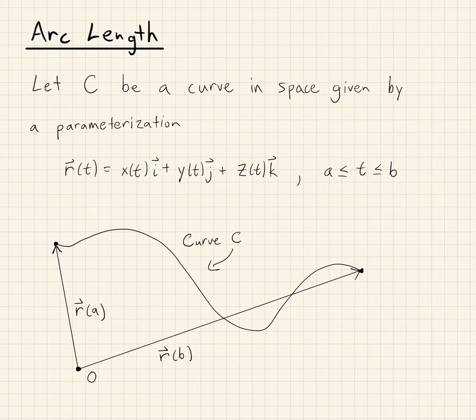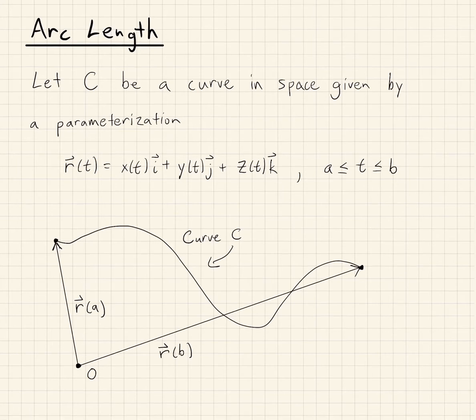And so what we have going on here is the first point of the curve, with this vector from the origin to it called r of a. And then the last point of the curve gives us this vector from the origin, r of b. And then every other point in the curve corresponds to r of t for some t between a and b. Okay, we're kind of familiar with this setup now.